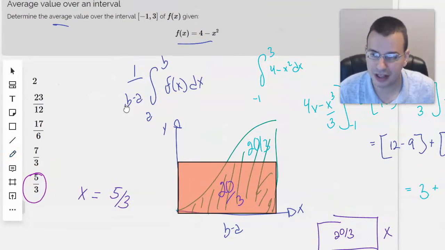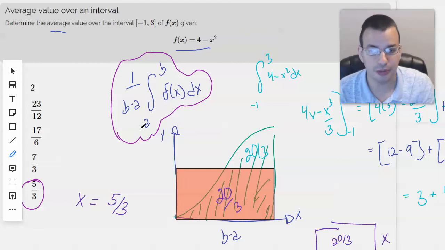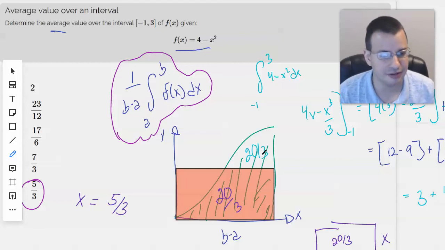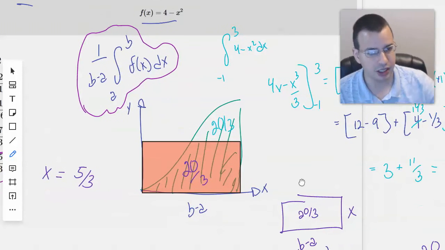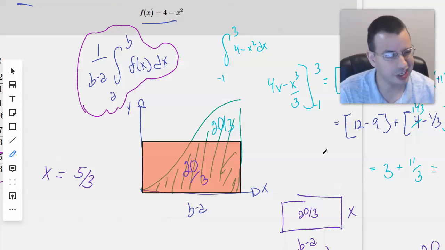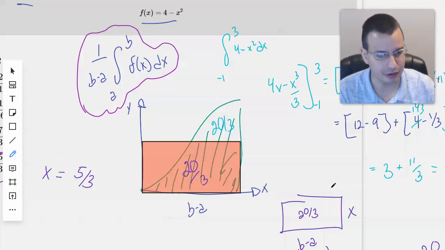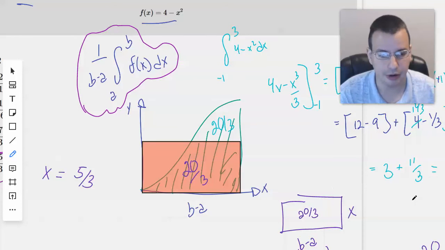So if you're more of a formula kind of person, and it's good to see the formula at least once, here is the formula: 1 over b minus a, integral from a to b, f of x dx. Me, I try and logic it out more. I run less of a risk of forgetting the formula. My short-term memory is terrible. I might have mentioned that before. I don't know, I can't remember.